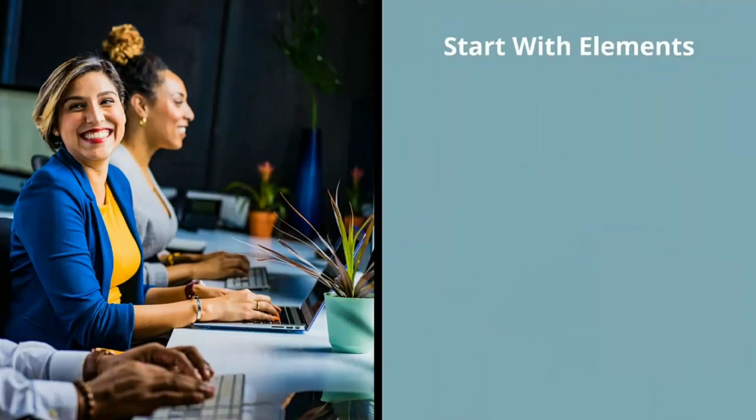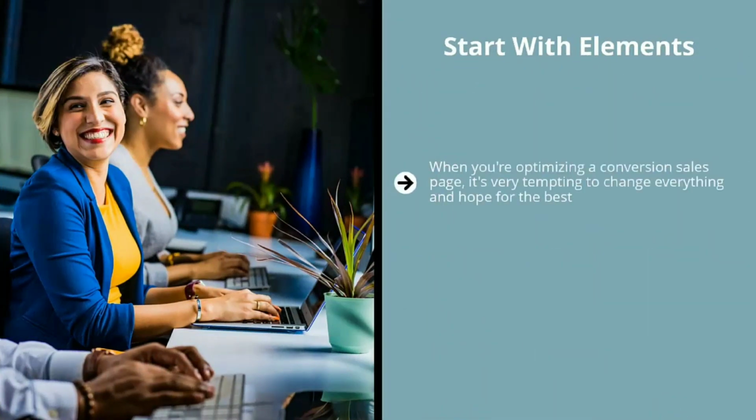Start with elements. When you're optimizing a conversion sales page, it's very tempting to change everything and hope for the best. I'm telling you, that strategy is no strategy at all, because even if you're successful, you don't know which change accounted for your success. What if you can tweak other elements to get even better results?